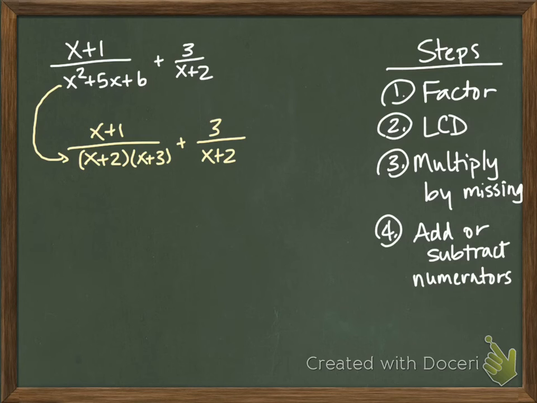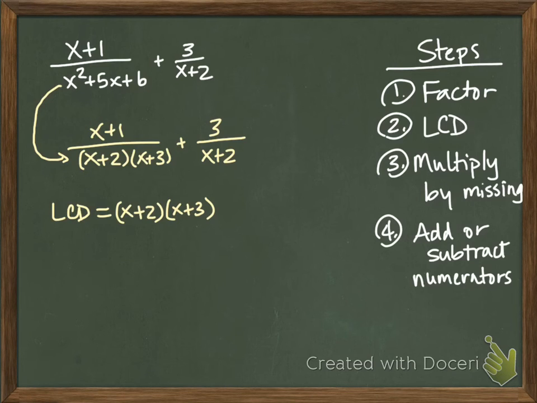Okay, now comes the good part. So, we notice that on the left we have x plus 2 and x plus 3. On the right we just have an x plus 2. So our lowest common denominator has got to represent both of our terms. So our lowest common denominator is going to be x plus 2, x plus 3, because we need both of those.